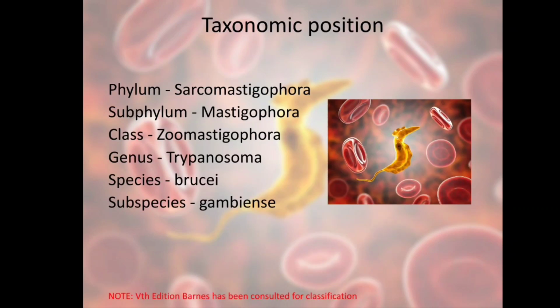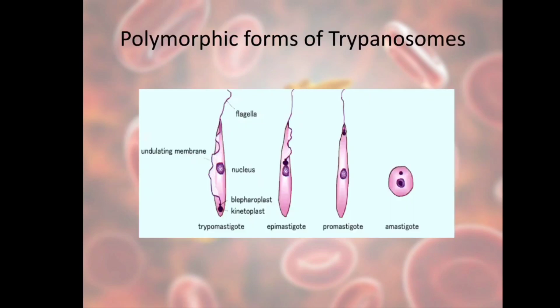Now let's look at its taxonomic position. Its phylum is Sarcomastigophora, subphylum is Mastigophora, class is Zoomastigophora, genus Trypanosoma, species brucei, and subspecies gambiense. Just like in this picture also, you can see that there is a flagellum at the posterior end. This is the posterior end and this flagellum is extending towards the anterior end. And by the way, this taxonomic position has been taken from the 5th edition of Barnes.